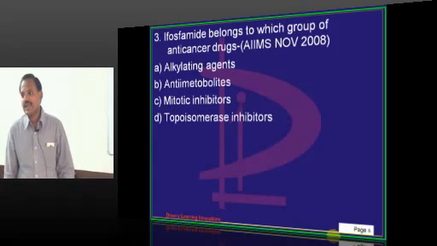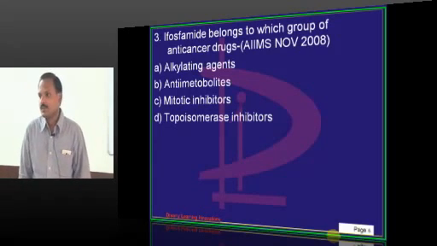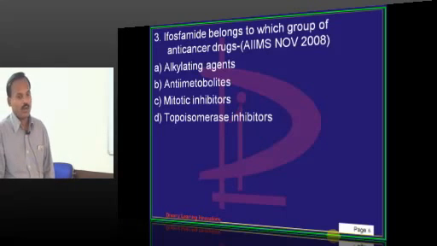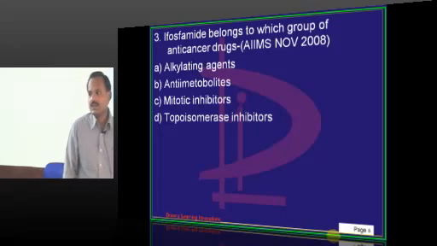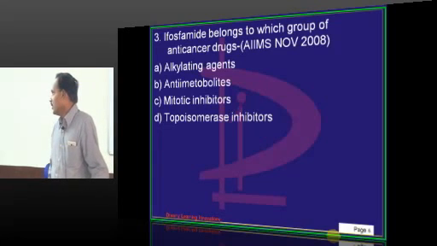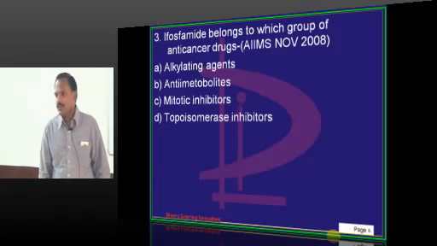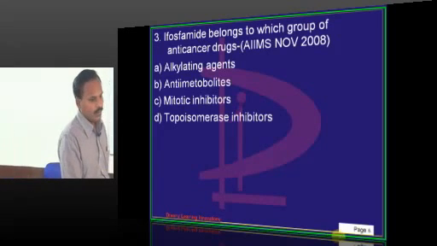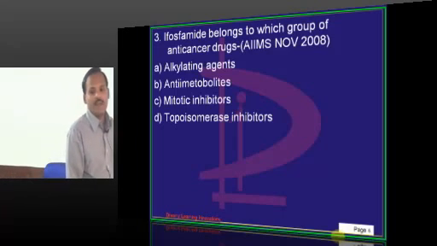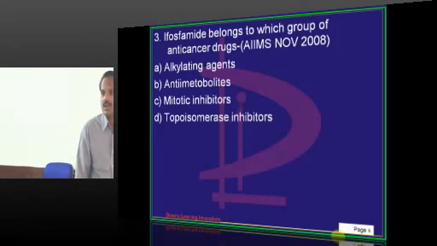Now, ifosfamide is not an antimetabolite, it is not a mitotic inhibitor. The mitotic inhibitors are taxanes and vinca alkaloids. Then topoisomerase inhibitors are etoposide and teniposide, and topotecan, irinotecan. Topotecan, irinotecan, etoposide, teniposide, they are topoisomerase inhibitors.